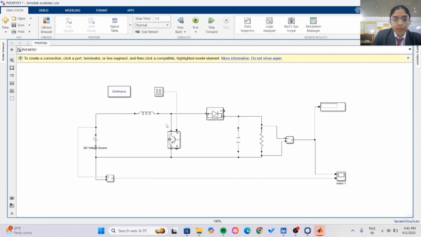Okay. So afterwards, we have used here a series RLC branch. The inductor is the key element in the boost converter. It stores energy when the switch is on, then it releases the energy when the switch is in the off position.